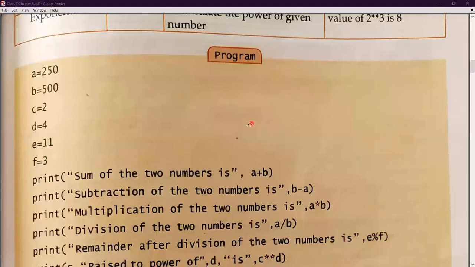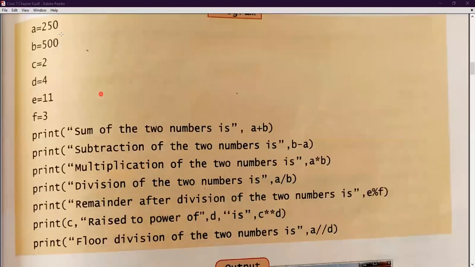Okay. So now this is a coding example. देखिए बेटा, यहाँ पर आपको A वेरिएबल मिलेगा, B वेरिएबल है, C वेरिएबल, D, E and F, एंड इनकी अलग अलग वैल्यूज दे रखी है. A के अंदर क्या स्टोर हो रखा है स्टूडेंट्स? 250. B के अंदर 500. C के अंदर 2 स्टोर है. D के अंदर 4 स्टोर है. एंड देन you can see E is having 11 and F is having 3 value.